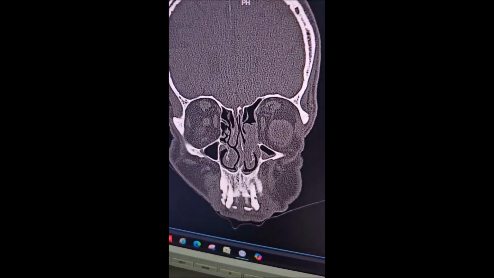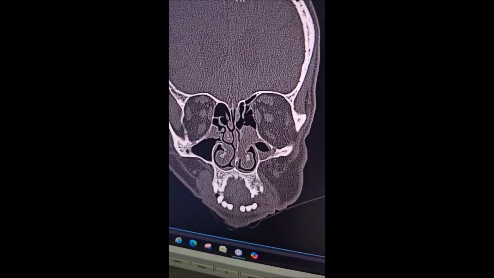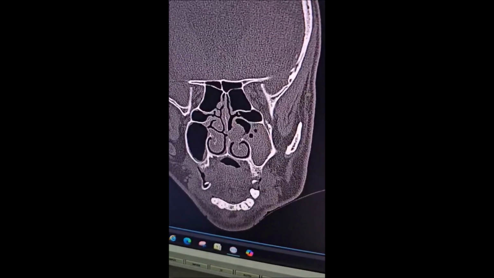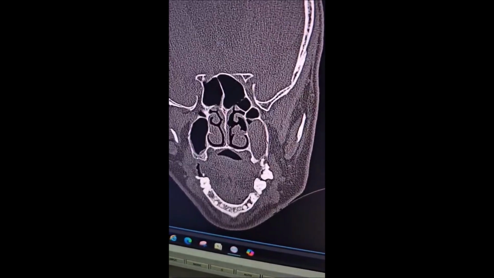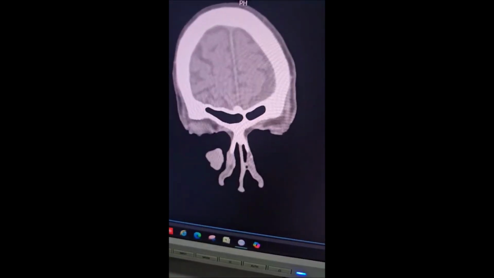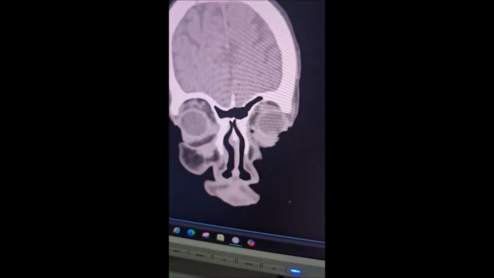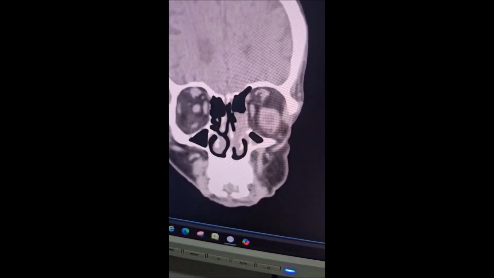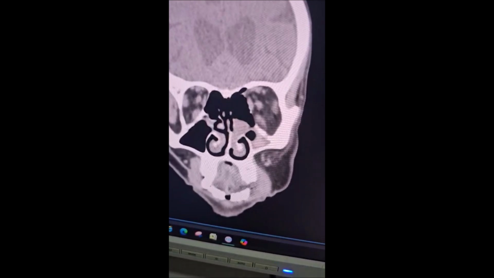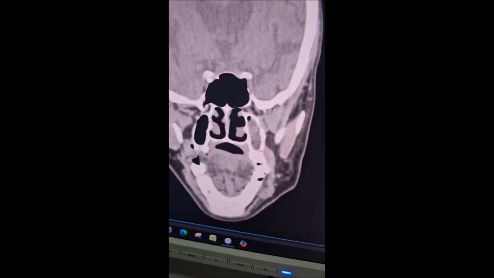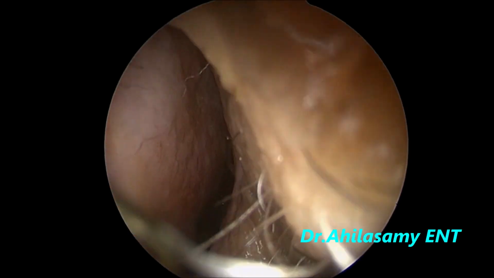It's a bone window showing a mass in the nasal cavity on the left side, and the left maxillary sinus is also opaque. The septum is slightly deviated, and the soft tissue cuts don't show heterogeneity like a fungal element, but homogeneity.